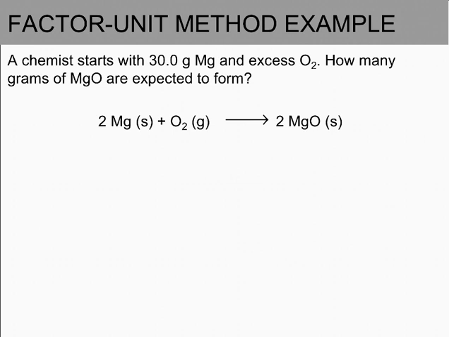So another example: a chemist starts with 30 grams of magnesium and excess oxygen. How many grams of magnesium oxide are expected to form? The balanced equation is given below, where 2 moles of magnesium react with 1 mole of oxygen to produce 2 moles of magnesium oxide.